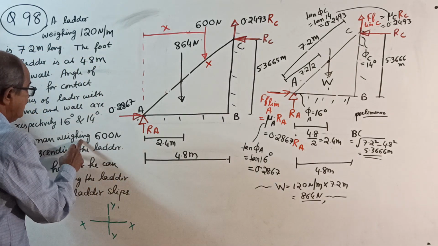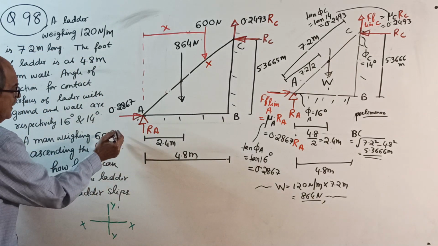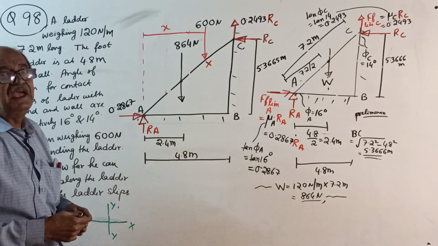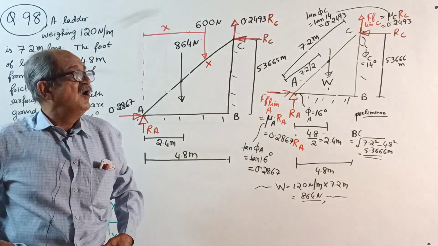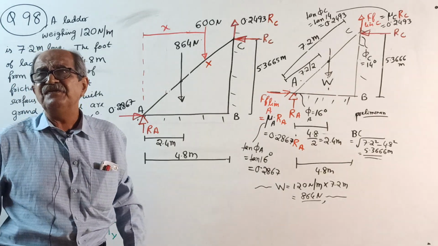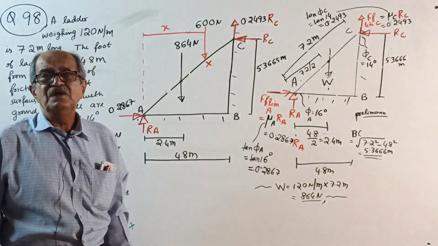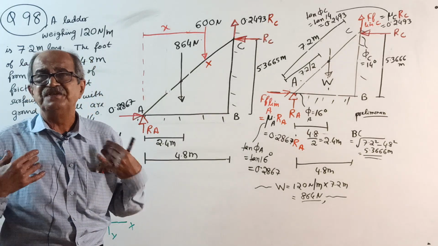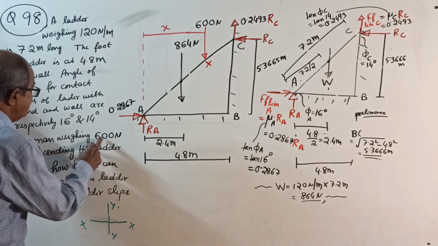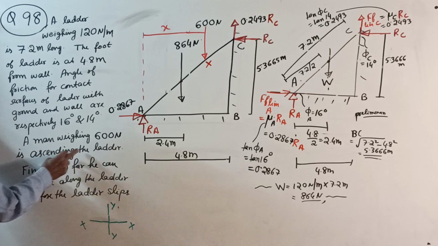A man weighing 600 Newton, that is actually normal weight. 60 kg in our local or practical language point of view, his weight is 60 kilograms. That is in gravitational unit. My weight also is a little more than 60. A man weighing 600 Newton is ascending the ladder.